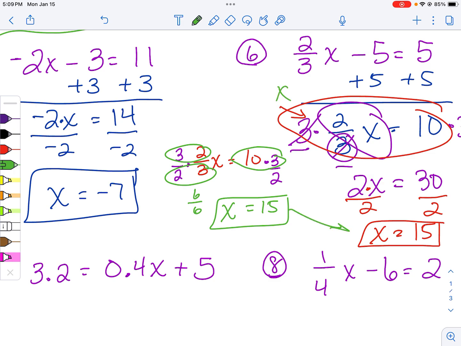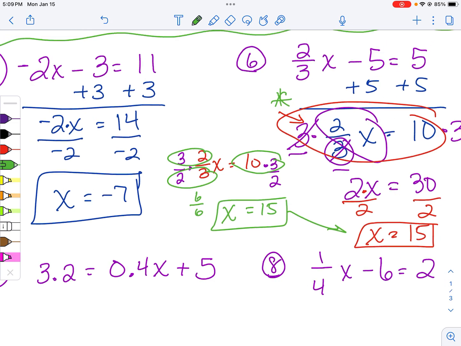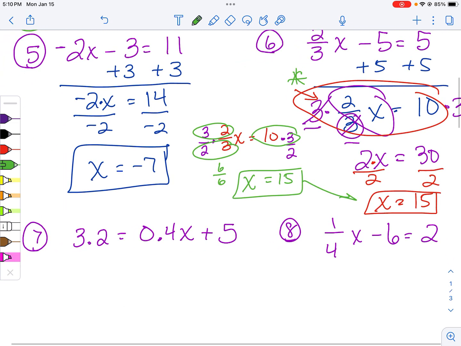I personally like this way a little bit better because I think it's just a little bit easier and you don't have to work with fractions as much. But you are welcome to do it whichever way you like.